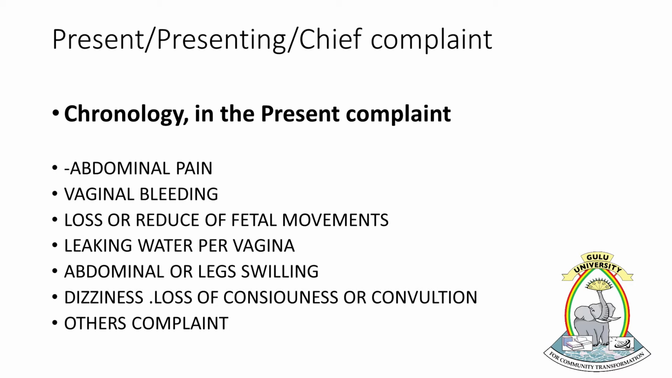The present complaint, or the chief complaint, or the presenting complaint should be noted, and this should be in chronological order. The ones that occurred first should appear first, and the one that occurred last should appear last. This chief complaint can be in any form. Someone can come with abdominal pain, vaginal bleeding, loss of fetal movements or reduced fetal movements. They may be leaking liquor per vagina. They could also have swelling in the lower limbs, and then dizziness or loss of consciousness. Any other complaints that they come with can be a presenting complaint.